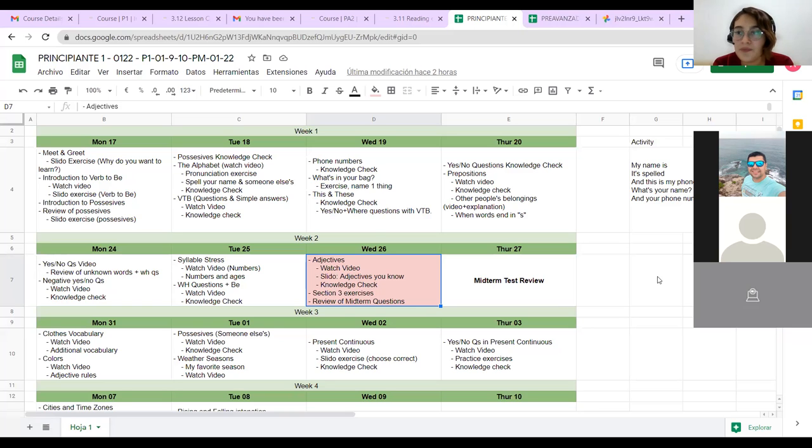And also, este material se los envié por WhatsApp para que pudiéramos revisar un poquito sobre qué se trataba y es el mismo que vamos a estar viendo hoy. So, el día de ayer estuvimos viendo syllable stress y WH questions. Hoy vamos a ocupar un poquito esas WH questions para poder responderlas con los adjetivos.